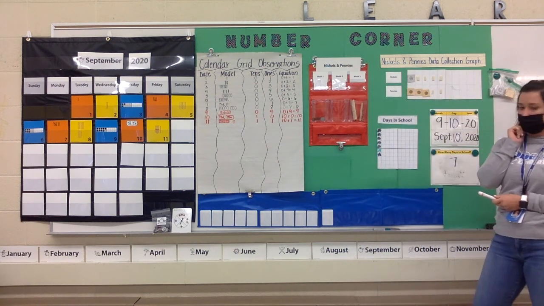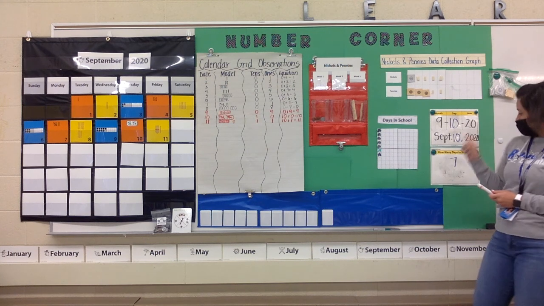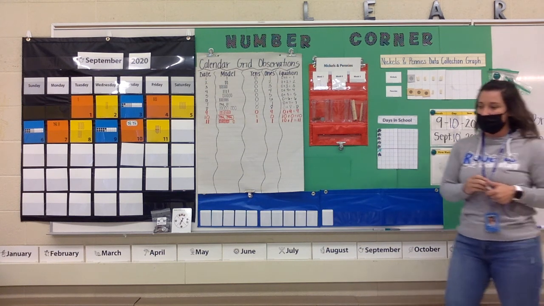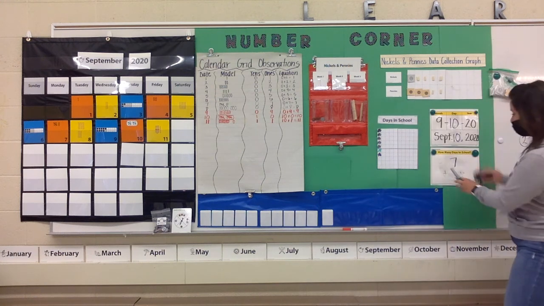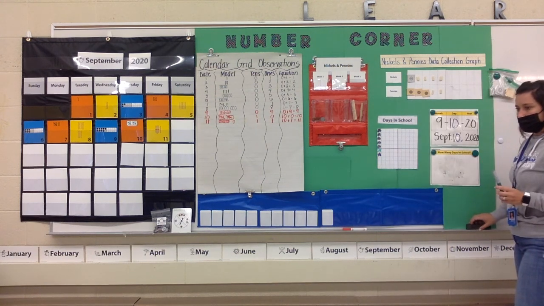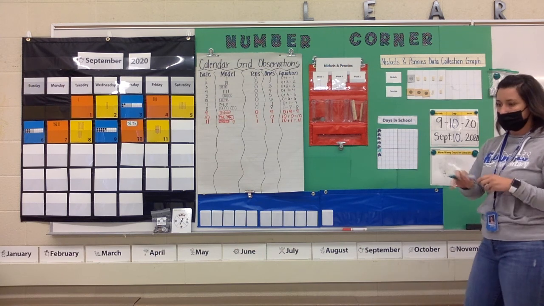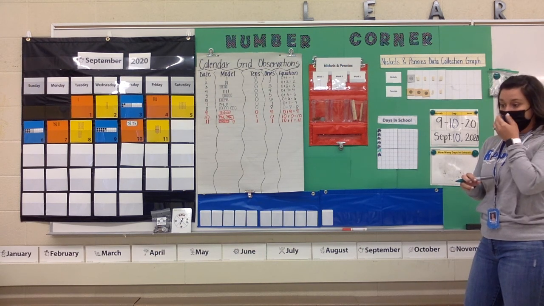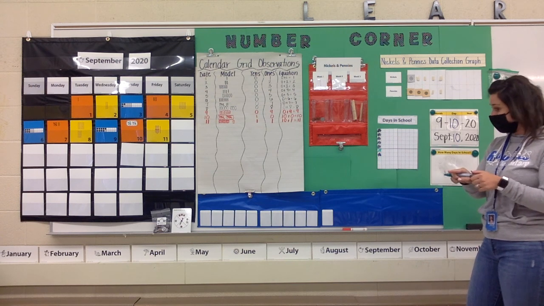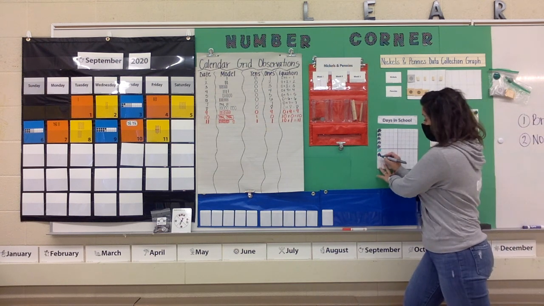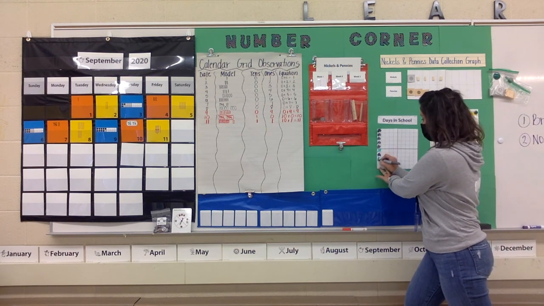Days in school. Who can tell me how many days in school we've been? Think about it, yesterday was 7. What would be today? 8. How do you know that? Well, it's just like when you count to 100, it goes from 1 to 10. And you know that after 7 comes 8. Good.